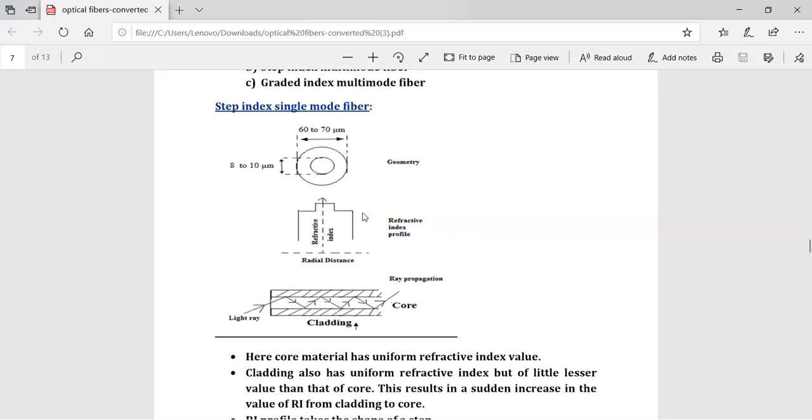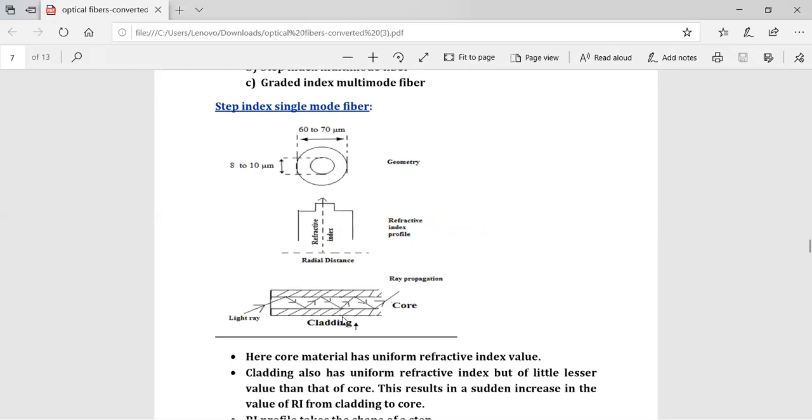Now, refractive index profile. What is the refractive index profile? It is a graph of radial distance versus the refractive index. So here, this stands for refractive index of core and this stands for refractive index of cladding. Since there is a sudden increase of refractive index from cladding to the core, here the refractive index profile takes the shape of a step. Hence, it is called as a step index single mode fiber. Means step refractive index single mode fiber.